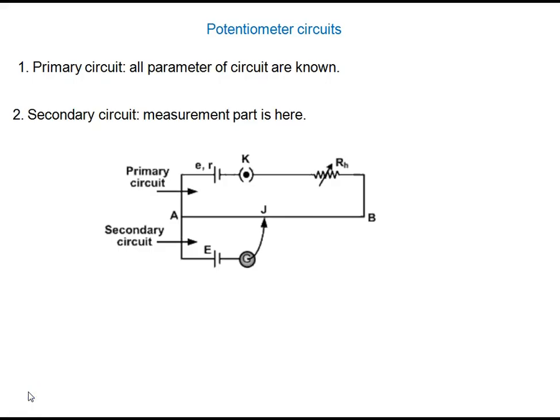A potentiometer circuit mainly has a primary circuit, which is always fixed, and all its parameters are known to you. This is the driver battery, and the potential of this battery should always be more than the potential you want to measure. This is the rheostat. Of course, we also have to introduce an ammeter in the circuit, because in the potentiometer experiment we require a constant current. If the current changes, then K, the potential gradient, will change, and the principle will not be valid.